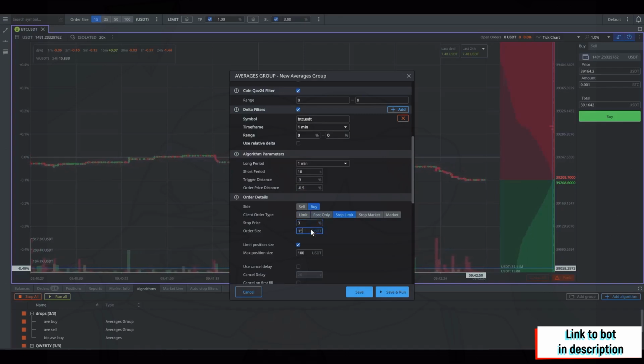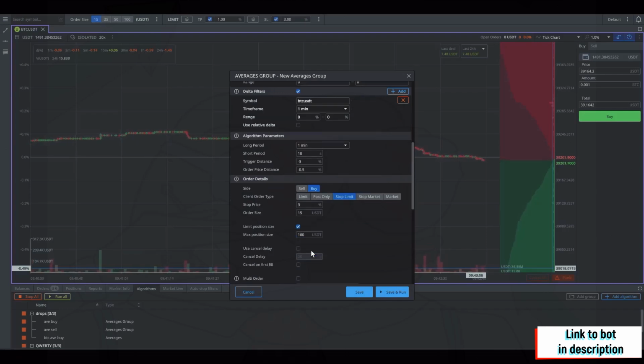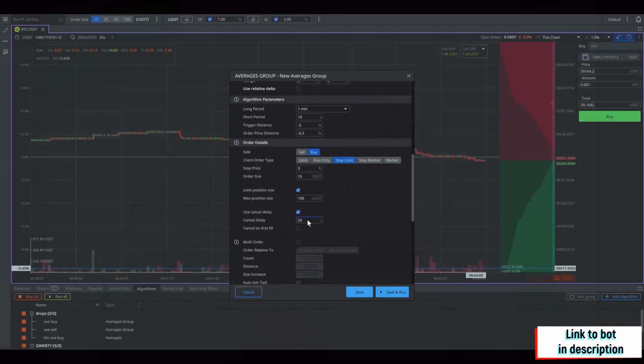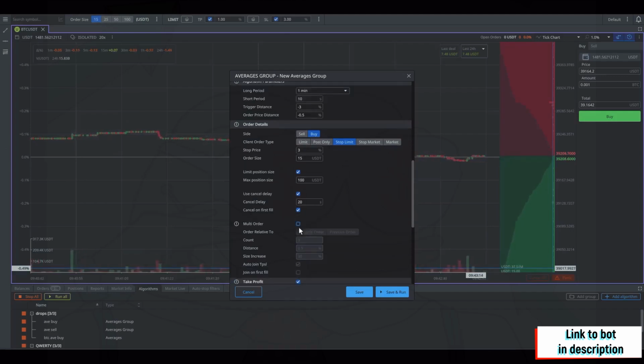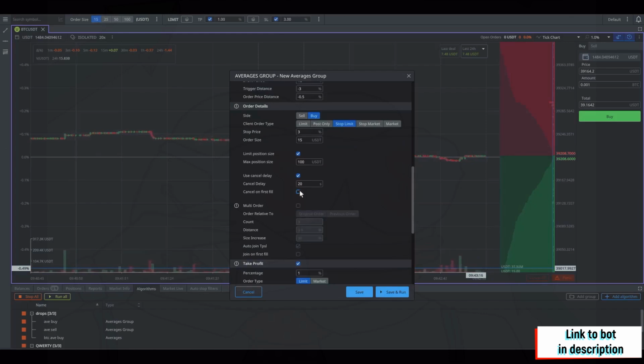Order size, the size of your order in Tether. Max position size will limit the number of orders you can place if the position size reaches this value. Cancel delay, the time in seconds before the unexecuted orders placed by the algorithm will be cancelled. Cancel on first fill cancels all orders when the first order is filled.